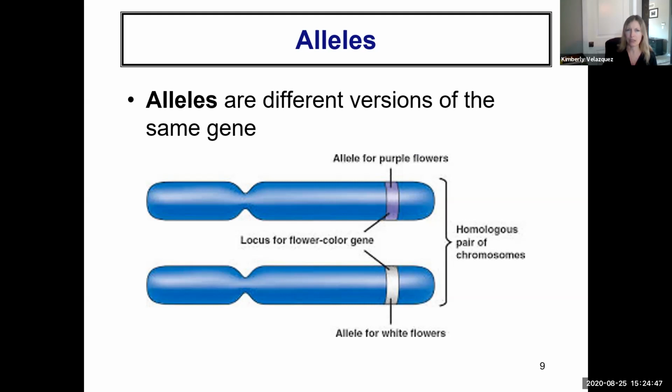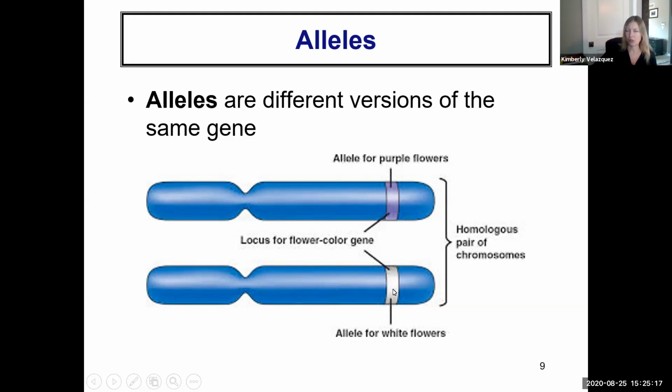The example here is, this is the location for a gene for flower color on this particular plant. And there are two different alleles, purple and white. So in other words, two different versions of that flower color gene. Locus just means location. So it's saying this is the locus or location for the flower color gene, two different alleles, purple flower allele, white flower allele.